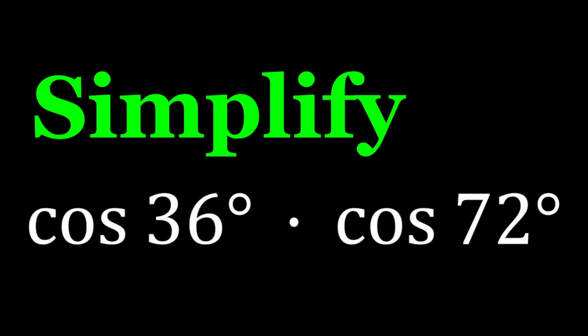Hello everyone. In this video we're going to be simplifying a trigonometric expression. We have cosine of 36 degrees and cosine of 72 degrees, and we're going to multiply their values. I'll be presenting two methods, and let's start with the first one.